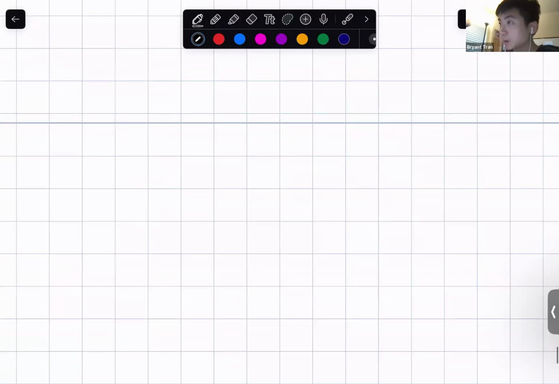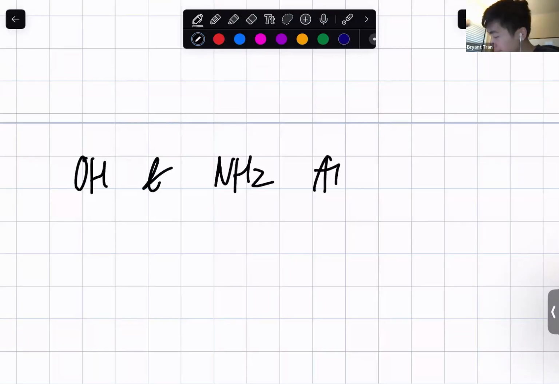Now we are going to talk about, yeah, we already talked about that. 1, 2, 3, 4. Yeah, 4 different helper reactions here, right? So we're going to talk about how hydroxy groups and NH2 groups are reactive.